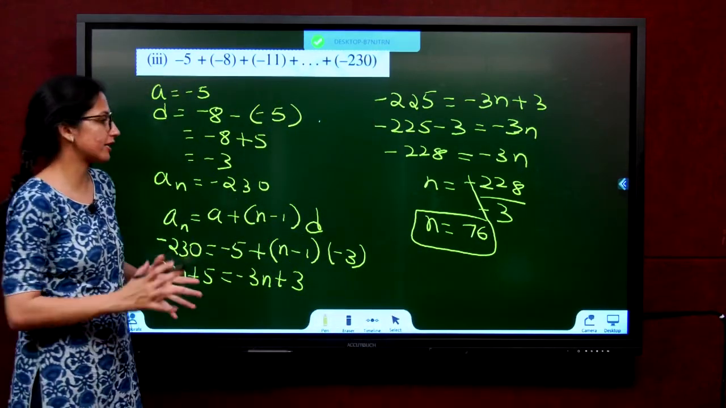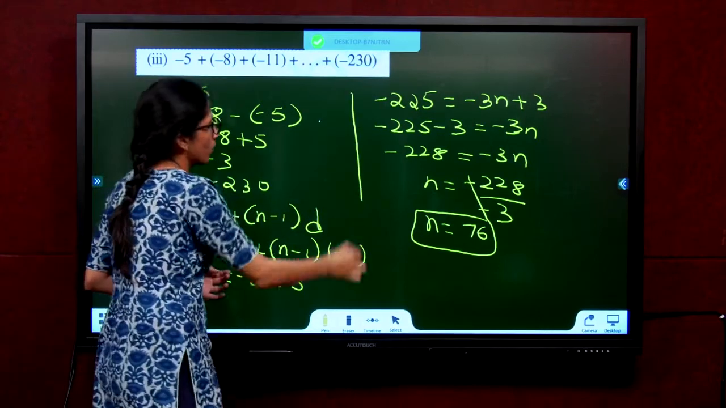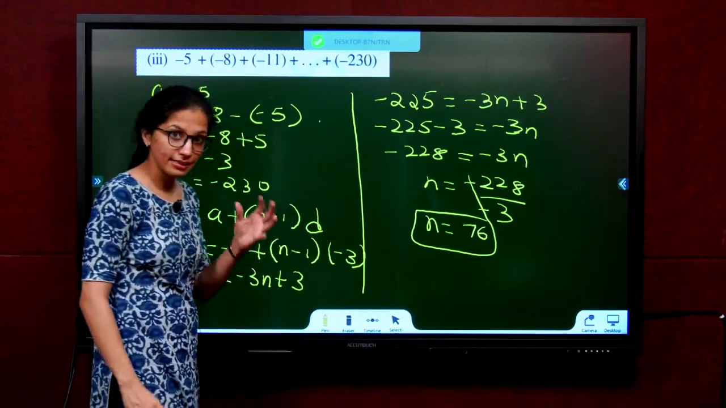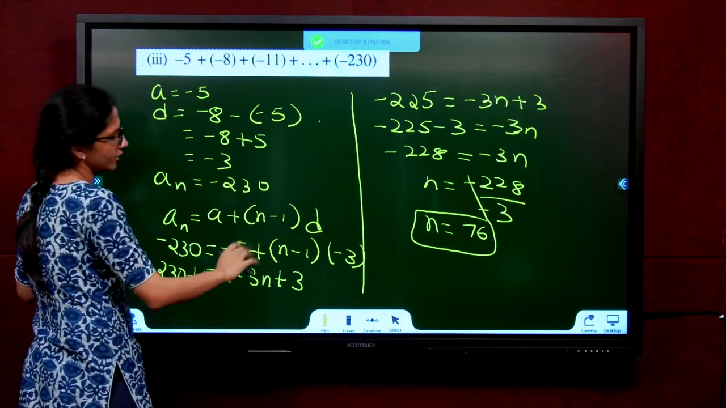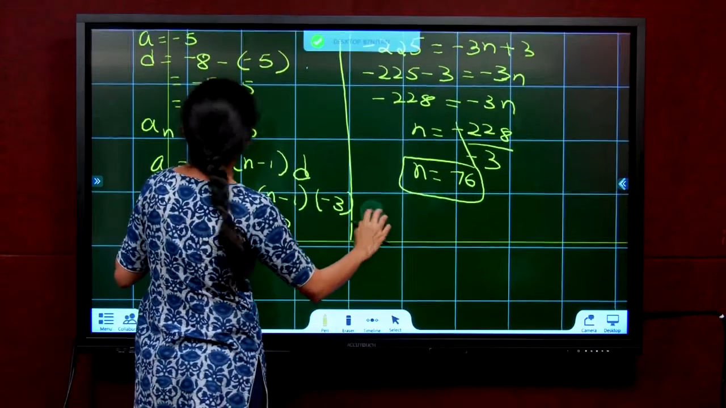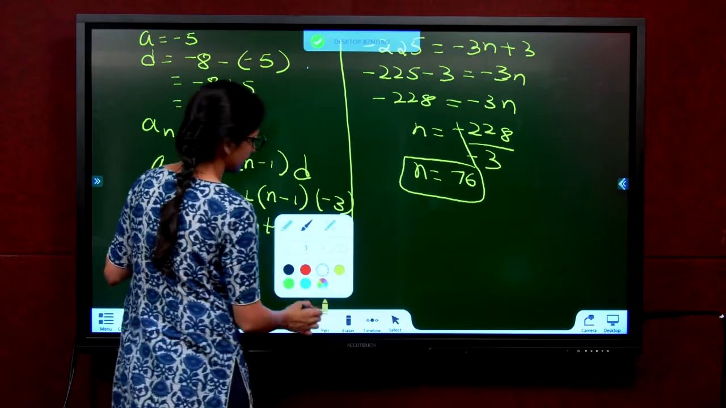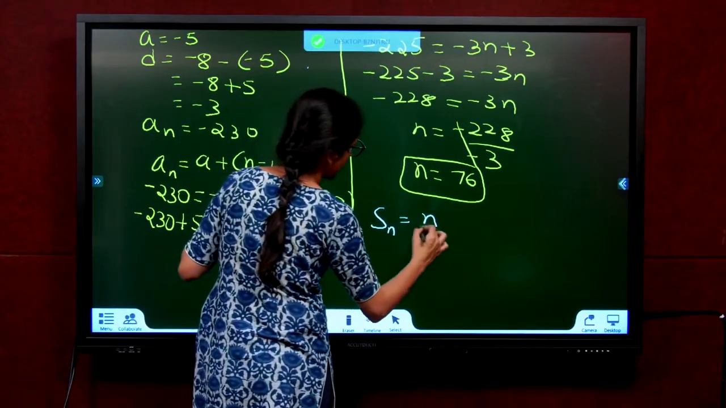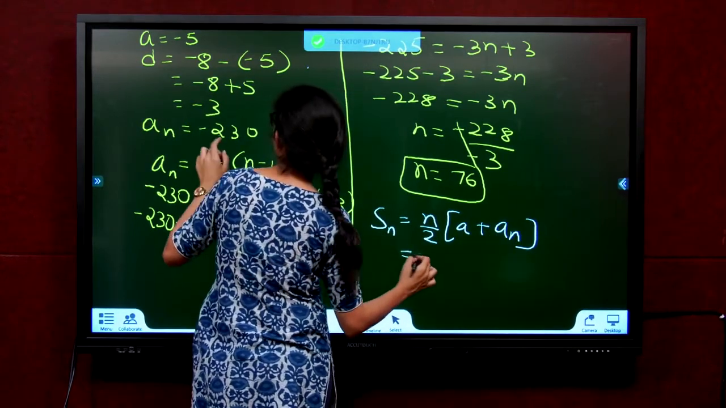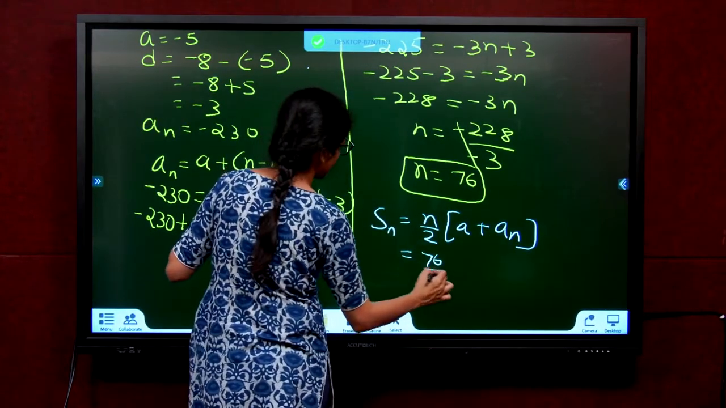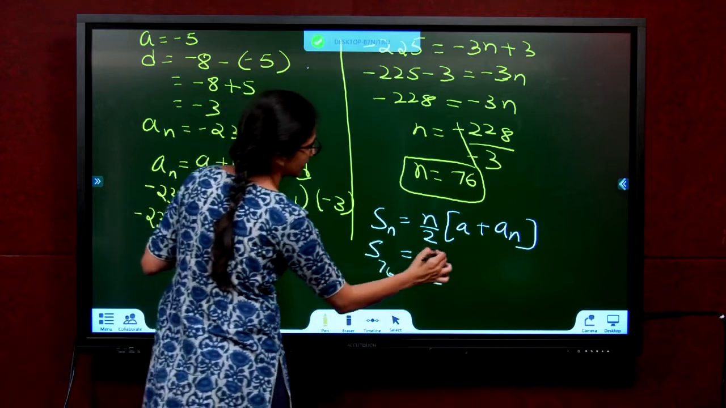We know n has to be greater than or equal to 1. Now I want S, the sum. Now we have n equals 76, we have A, we have everything. So let's apply this now. We are going to find Sn. So Sn is equal to n by 2 into A plus An. N by 2, what is n? 76. 76 by 2. So I am finding S76.